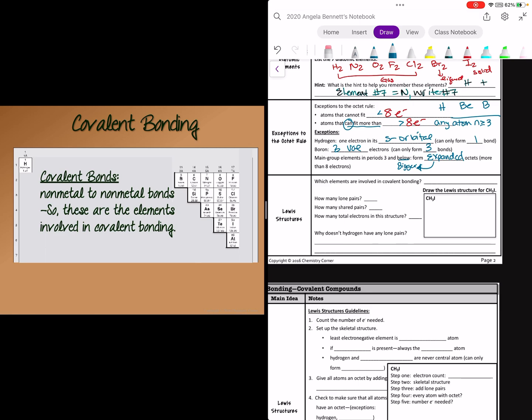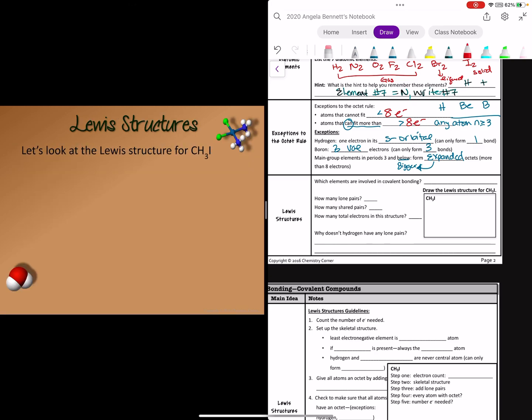Alrighty, so now let's talk about covalent bonding. So don't forget, covalent bonding is nonmetal to nonmetal. So the elements that are highlighted right here on this periodic table are the ones that are going to be involved in covalent bonding and drawing all these Lewis structures. So let's take a look at the Lewis structure for CH3I. Who's going to be involved? Nonmetals.